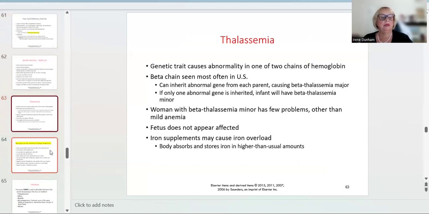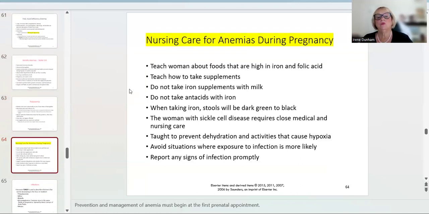All right, let me see here. So you're probably interested to know what's the nursing care. Again, take your iron supplements. Don't take antacids with the iron. You know that stools will be dark green to black. Okay.